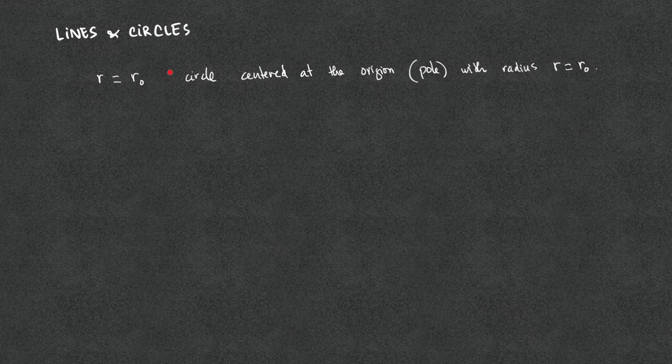That means the angle can be anything, any angle, but the distance from the origin to the point has to be r0. And by definition, the set of points that have the same distance from a fixed point is a circle.